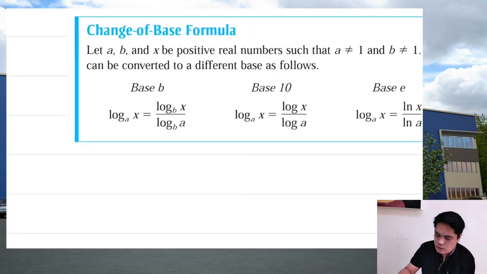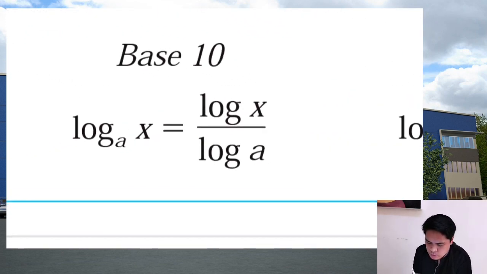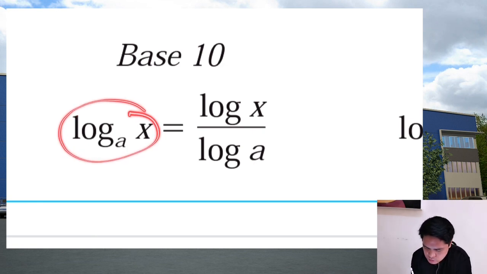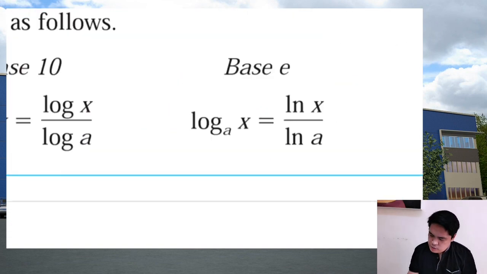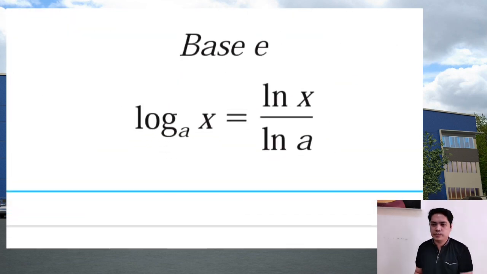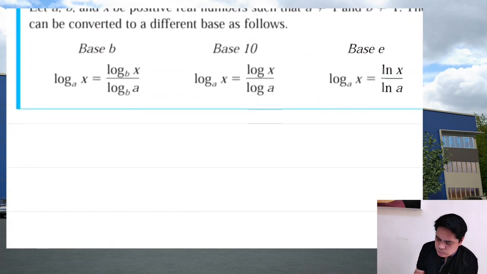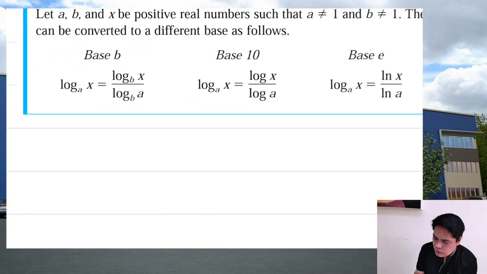Okay, it's the same here. Look, if we change this to base 10, the logarithm of x to the base a is just equal to the logarithm of x to the new base, which is 10, over the logarithm of the old base a to the new base, which is 10. And likewise, it's the same here. Okay? So, how can we derive it?